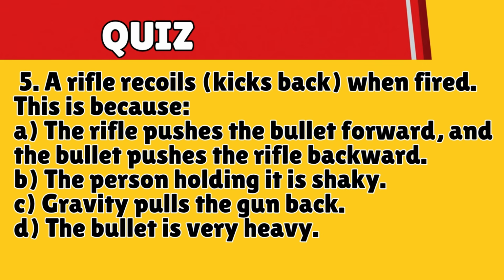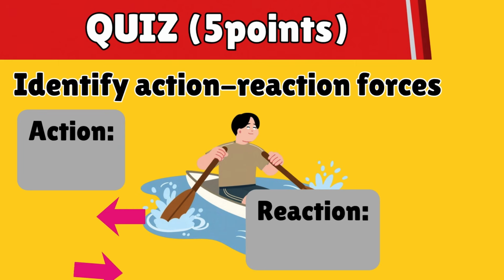Number 5. A rifle recoils or kicks back when fired. This is because A. The rifle pushes the bullet forward and the bullet pushes the rifle backward. B. The person holding it is shaky. C. Gravity pulls the gun back. Or D. The bullet is very heavy. And for 5 points, identify the action-reaction forces in the following picture. A man rowing a boat on water.